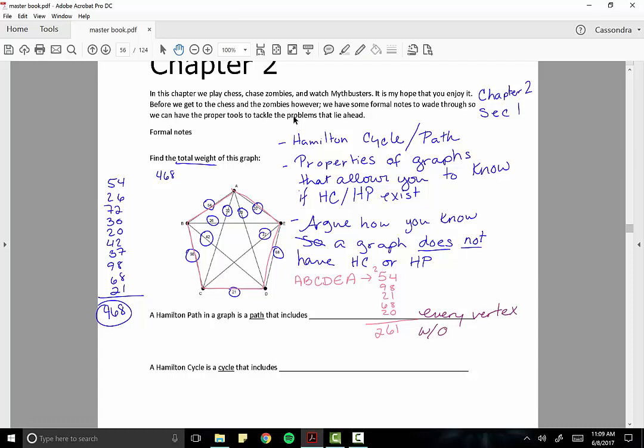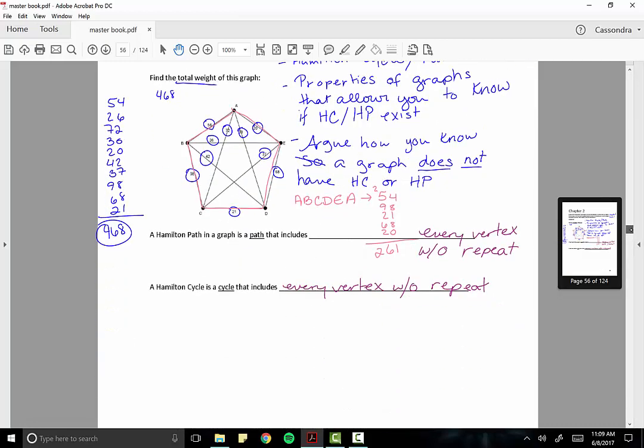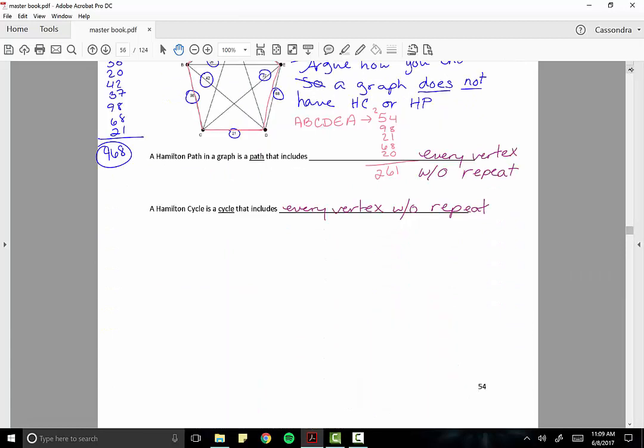Without repeat. Okay? A Hamilton cycle is a cycle that includes every vertex without repeat. Now, let me review quickly what an Euler cycle and Euler path are. Oh, by the way, these must be connected graphs. Always must be connected.